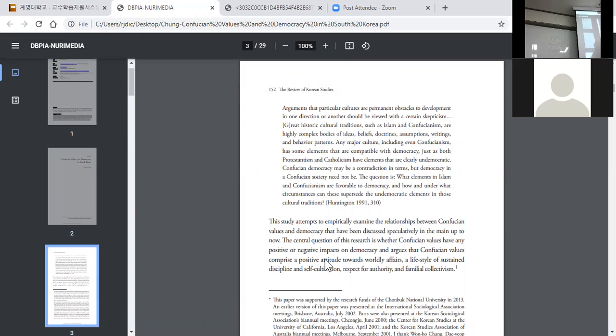It starts with a long quote. Don't care about the quote, but the guy, Huntington, that scholar from the 1990s, was one of the people who talked the most about Confucianism's impact on democracy. And this paper is questioning that. And the other paper that I didn't get to yet questions that and says, is that really so?